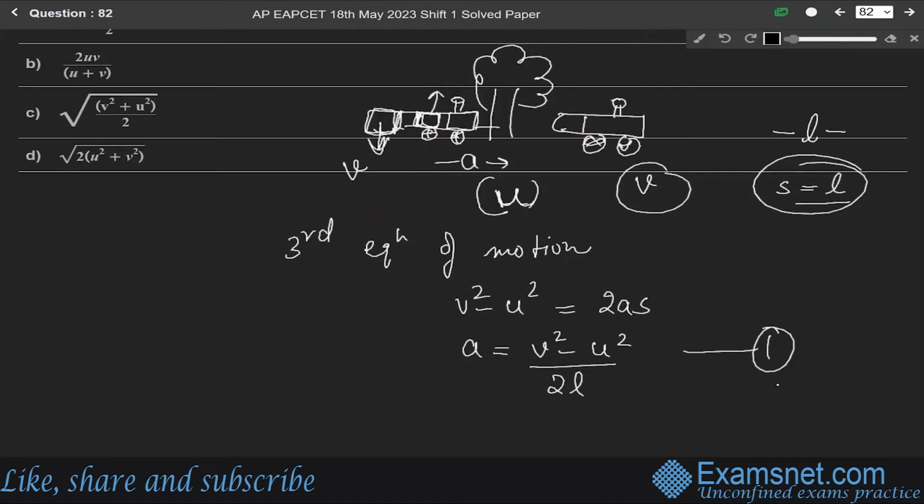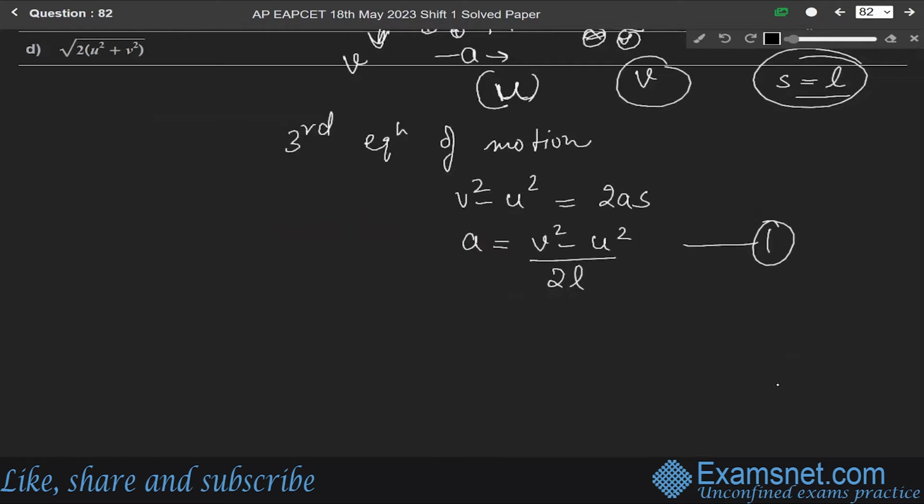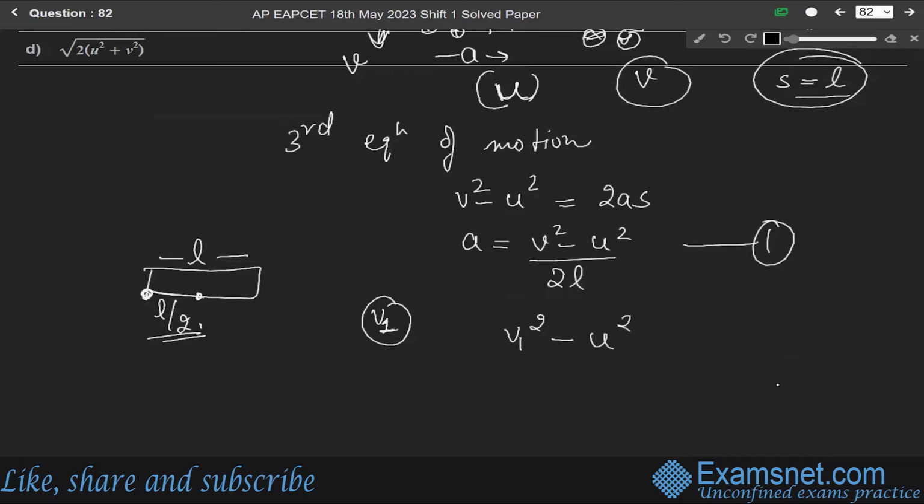Now, the length from one end of the train to its midpoint is L by 2. If the whole train is of length L, the length from the end to its midpoint will be L by 2. So if V1 is the speed of the middle compartment, then using the equation, V1 square minus U square will be equal to 2A into S.